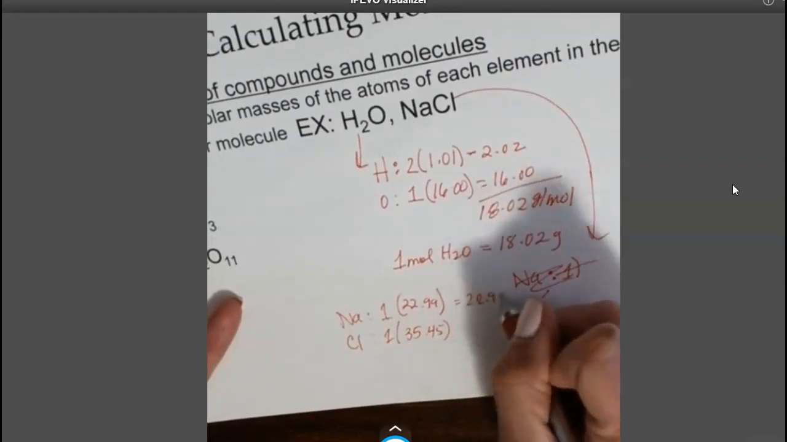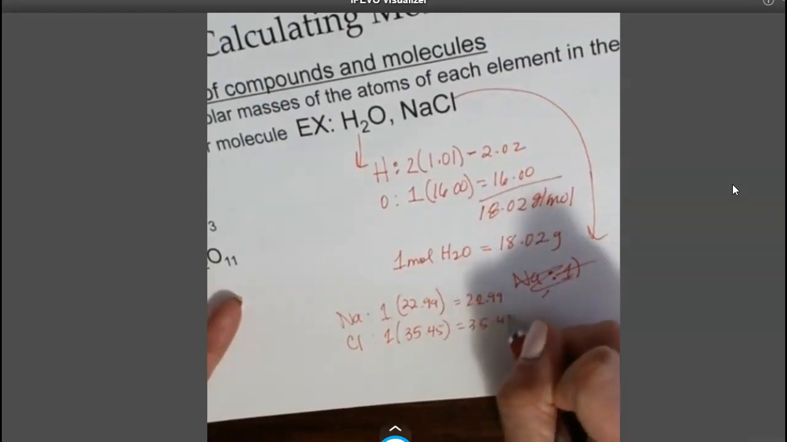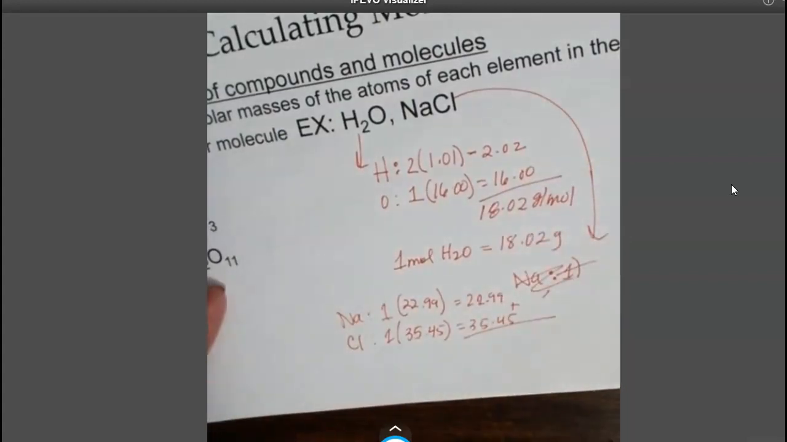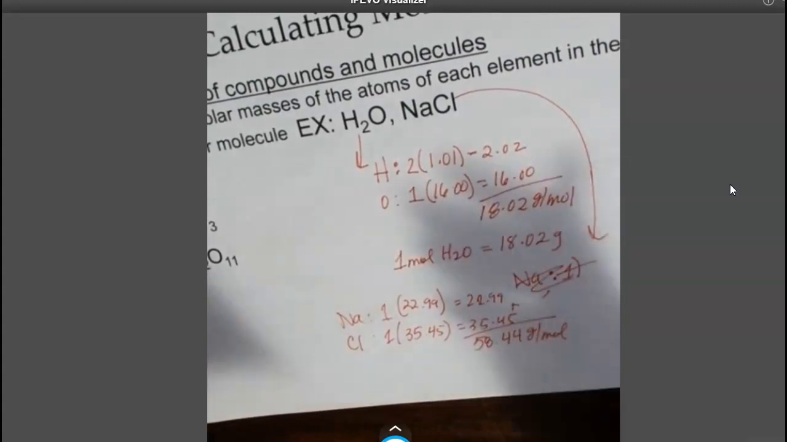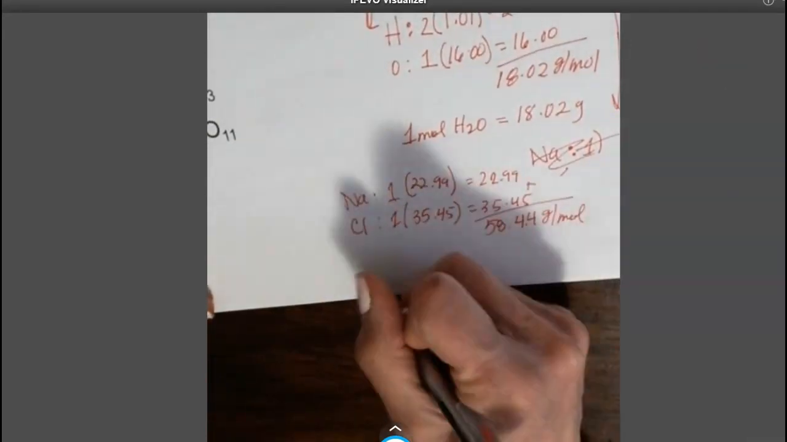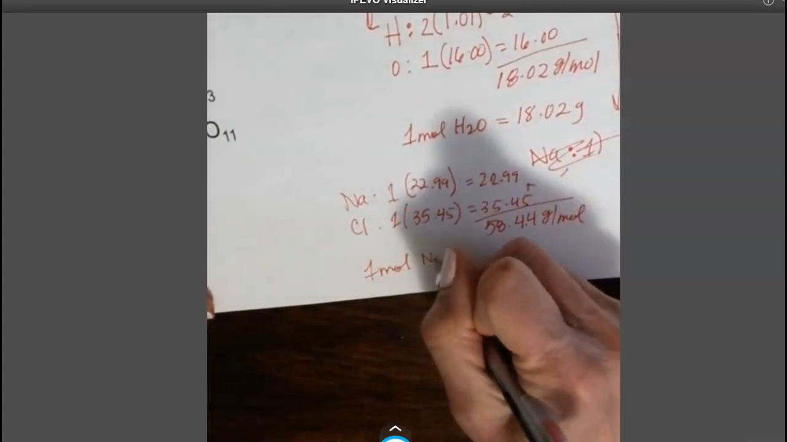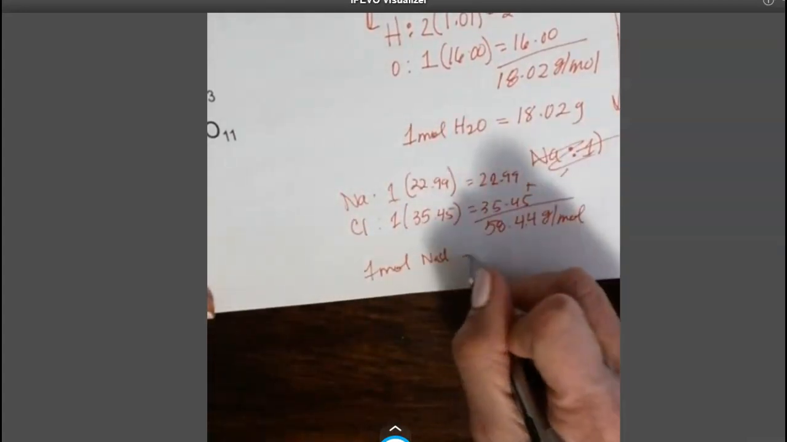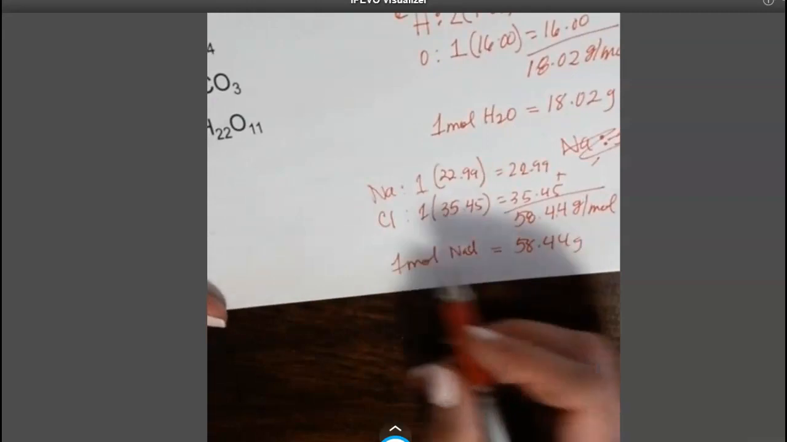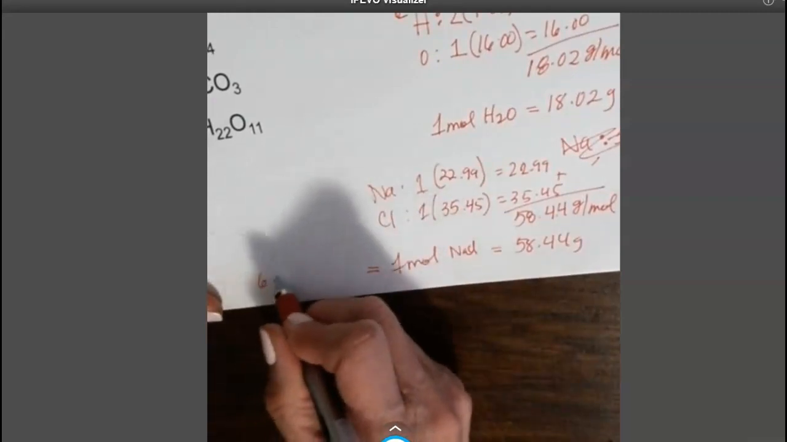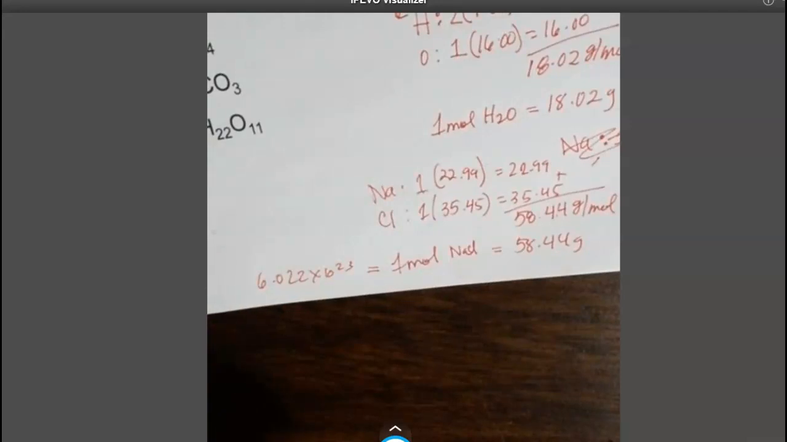So 22.99, 35.45. I'm just going to add these together. 22.99 plus 35.45 is equal to 58.44 grams per mole. So we just calculated the molar mass of sodium chloride. What this tells me is if I have 1 mole of NaCl, then its mass in grams will be 58.44 grams. Okay? And 1 mole of anything is equal to 6.022 times 10 to the 23rd.